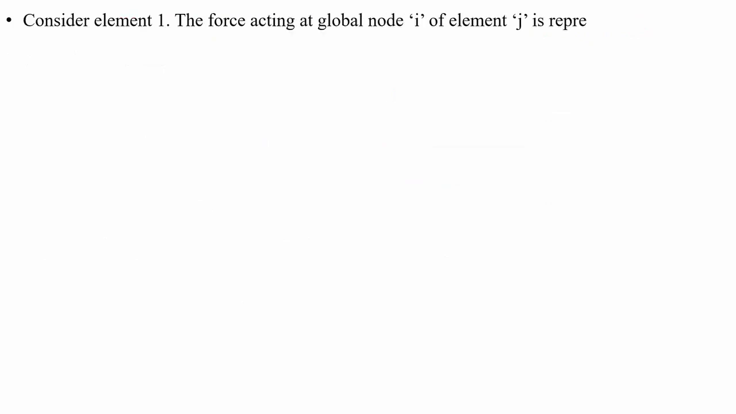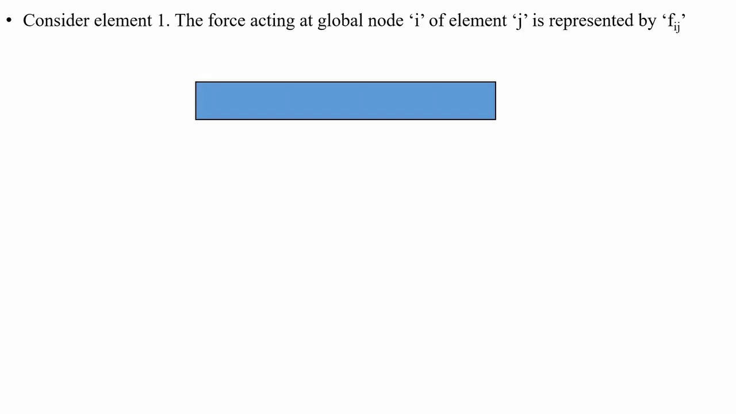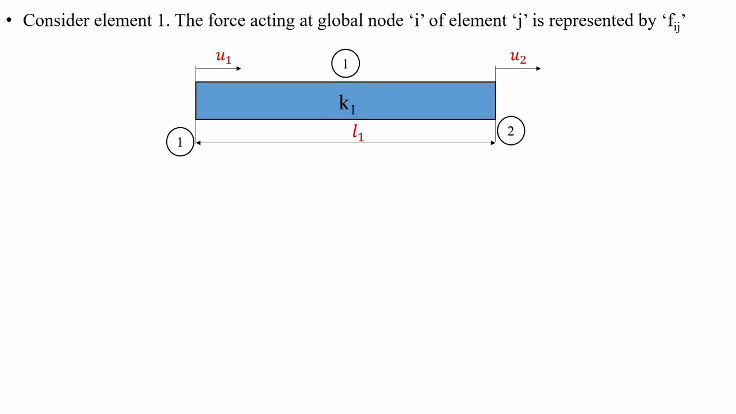Now let us consider element number 1. Remember, the force acting at global node i of element j is represented by Fij. We are going to use this concept when we draw a free body diagram for each element. So let us consider element number 1, which has stiffness K1, then node number 1 and 2, which are the global node numbers, please remember. Then L1 is the length of element 1, U1 is the displacement at node 1, U2 is the displacement at node 2. Now let us mark the force acting at node 1 by using the concept Fij.